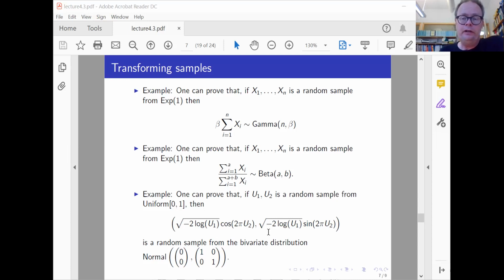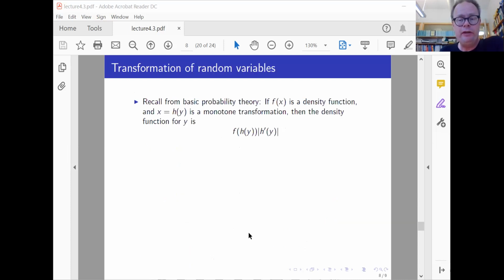Okay, so these are mainly examples that you will maybe see some more of in exercises. But in order to do so, you need to be able to understand how you transform the densities for random variables when you apply a function. So let's just review that, both for the univariate case and the multivariate case.